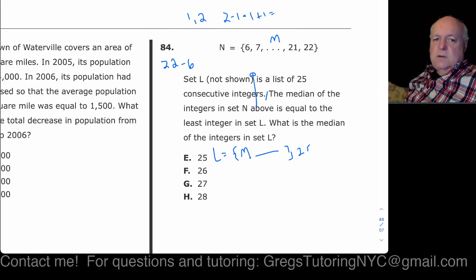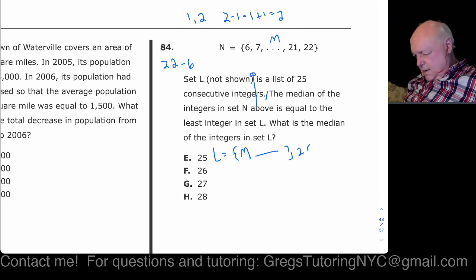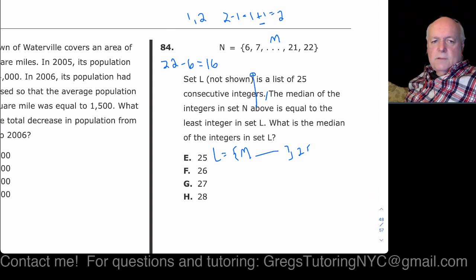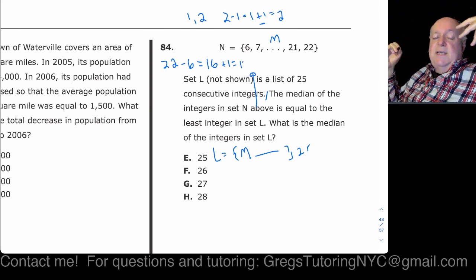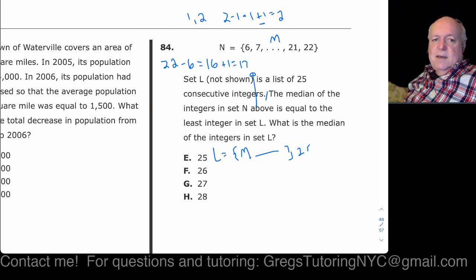So whatever I do down below here, I'm going to do basically the same kind of thing. So 22 minus 6 is equal to 16. And I'm going to do the same thing I did up here. I'm going to add 1 to that. So that's equal to 17. Okay, 17 means there are 17 members inside of n.